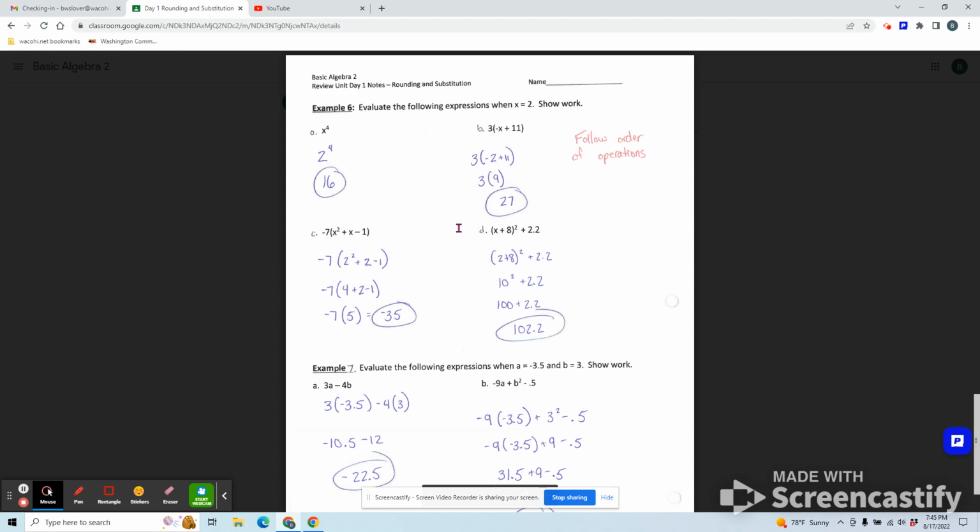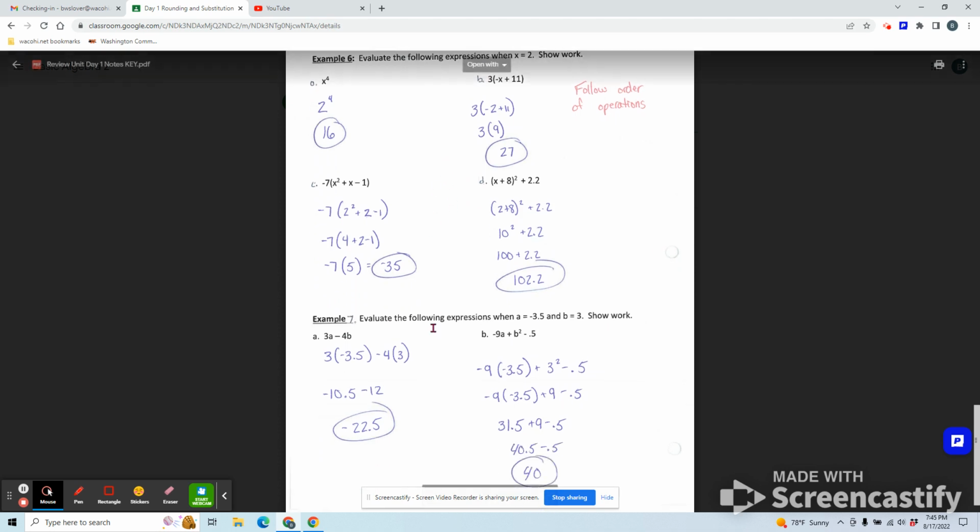And then the last ones, these are the same ones, they're just more complex, meaning we've got a little bit more work to do. So X is 2. Anywhere I see an X, I plug in a 2. If I look at letter C, there's an X squared, and then an X. So I plug in, X squared, X is 2, 2 squared, and then there was another X, so 2.